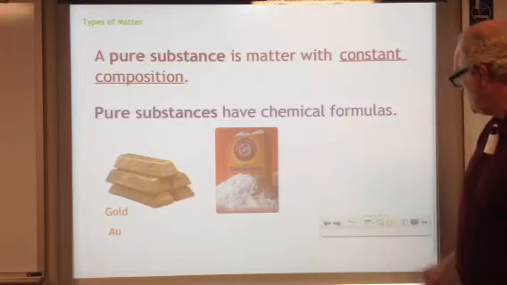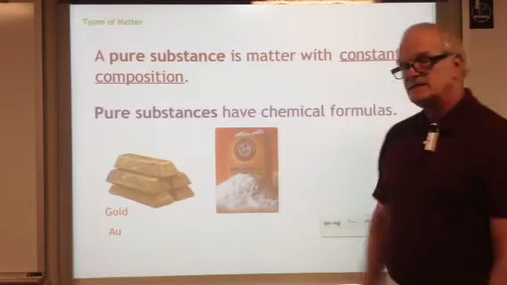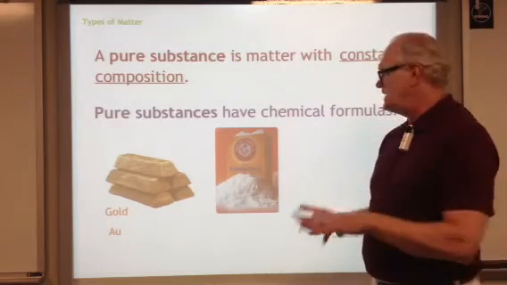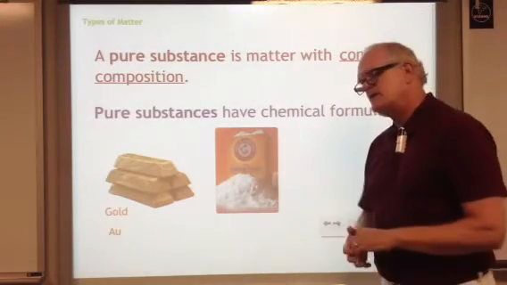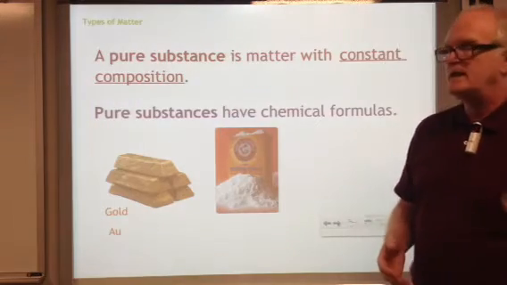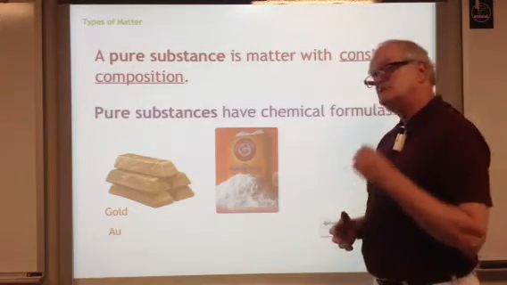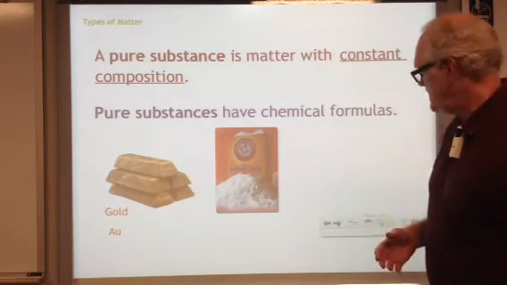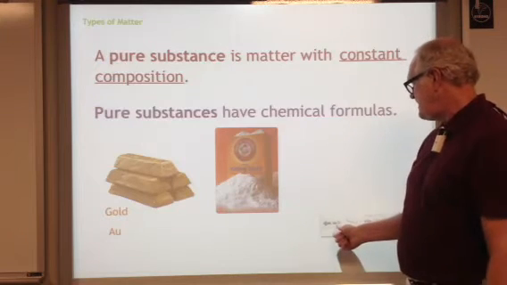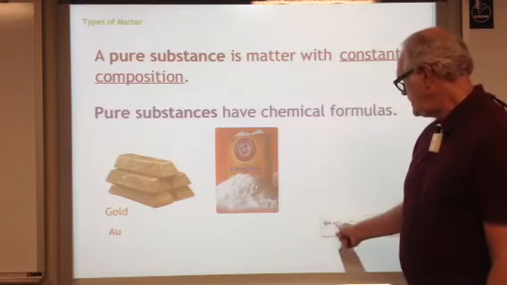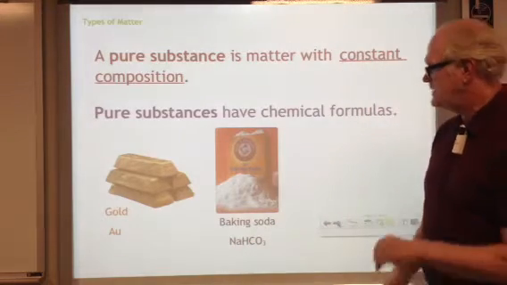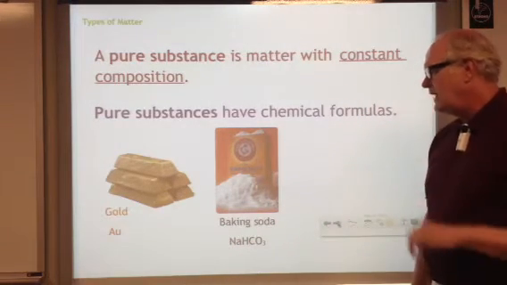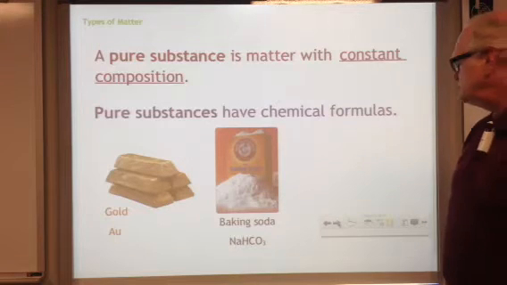Here's something a little bit more common. Baking soda. You may have bought some baking soda at a store or used some in the kitchen. If you bought it in a container like this, or you bought a different brand in a different container, they would still be the same stuff. Baking soda has a definite chemical formula. Here is that chemical formula, NaHCO3, and that's the way a scientist would read that. But all baking soda is the same.